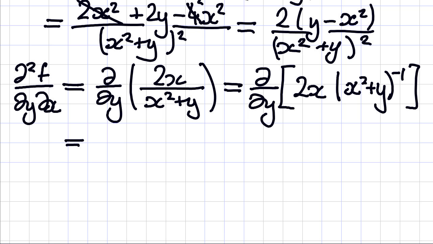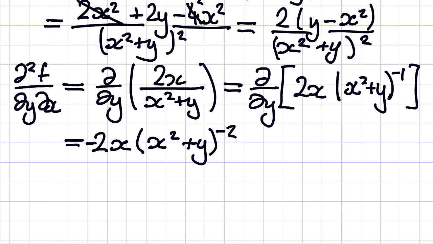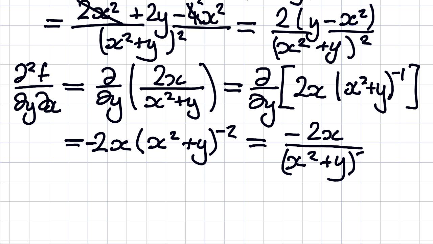So now again I can use the chain rule. The 2x just sits there. Then I differentiate the function of a function. So I bring down the minus 1. And then we have x squared plus y to the power minus 2, because I reduce the power by 1. And then I differentiate the argument of the function, x squared plus y, with respect to y, which just gets me 1. So d2f dy dx is just minus 2x over x squared plus y, all squared.